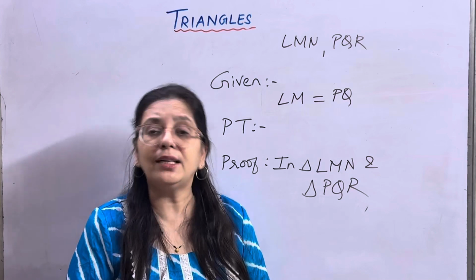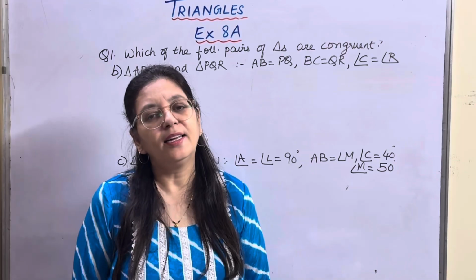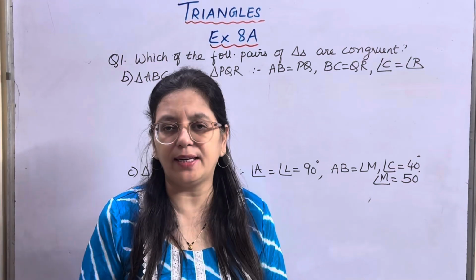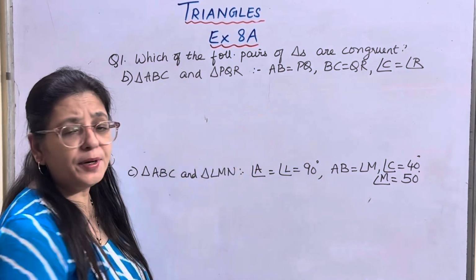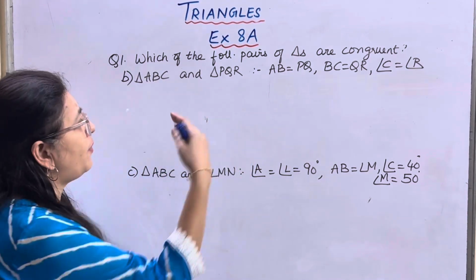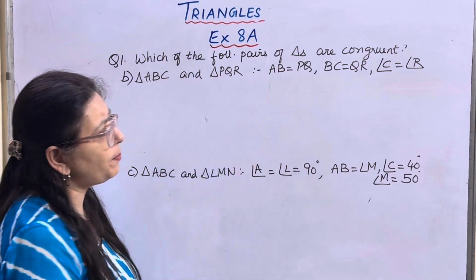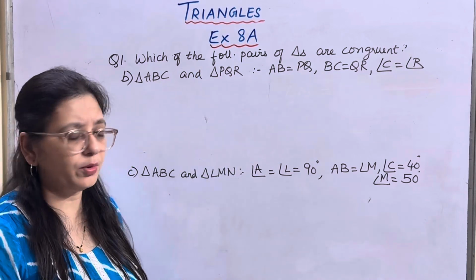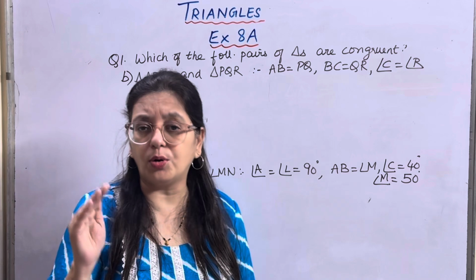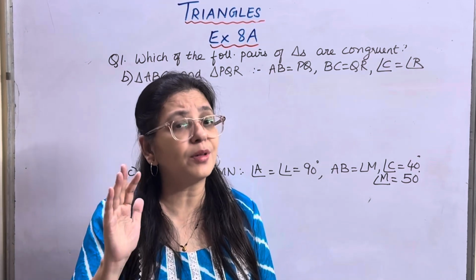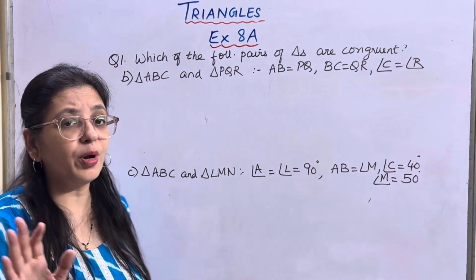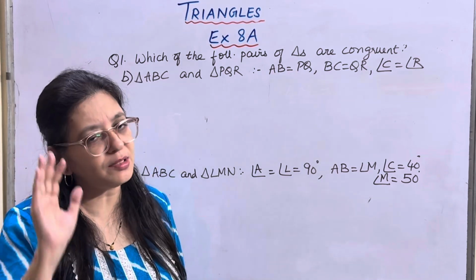Okay, come on, let's start with the exercise. Let's take up the first question from exercise 8A. Here there are different pairs of triangles given. They have asked which of the following pairs of triangles are congruent. To test whether they are congruent or not, first you will draw the diagram and understand the question. Without drawing the diagram you will make mistakes, so it's easier to draw the diagram.